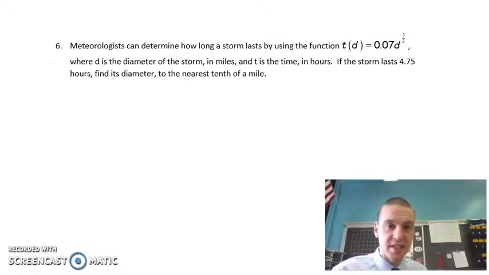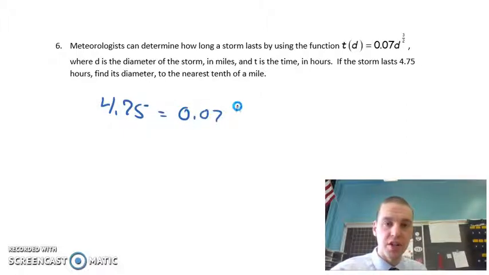If we look at number 6 here, notice that it says if the meteorologist can determine how long a storm lasts, where d is the diameter of the storm, and t is the time in hours. If the storm lasts 4.75 hours, notice that that's time. So 4.75 equals 0.07 d raised to the 3 halves. It says find its diameter. The key here is what?